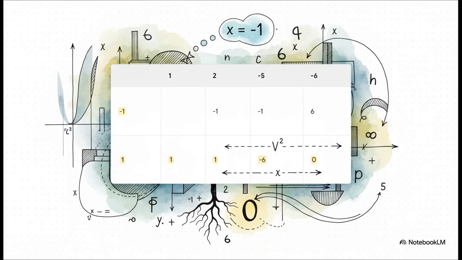We'll test one of our candidates, x equals -1, using synthetic division. Watch this. We bring down the coefficients, then we multiply and add all the way across. And look at that. The last number, our remainder, is a big fat 0. That confirms -1 is a 0. But just as important, look at these new numbers. Those are the coefficients of our new, simpler polynomial.